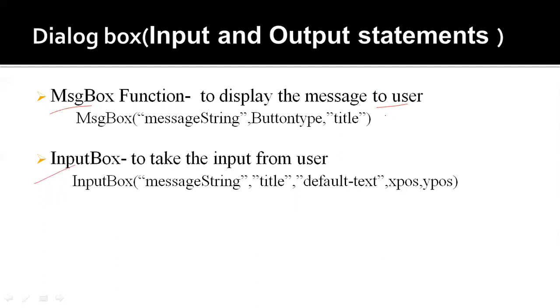The syntax of message box will be this: message box. Then you need to write the message string. Then you can define the button type. There are different types of button types. And if you want to give a title to this message box, then you can write it as another parameter. Message string is the required parameter and others are optional.